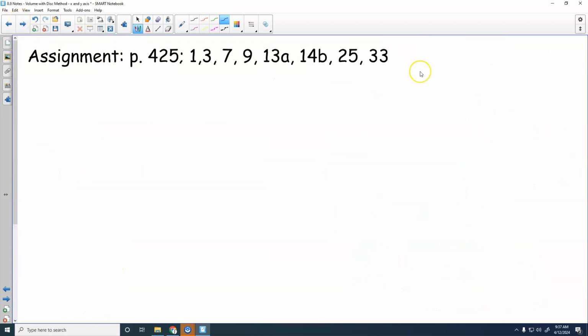So your assignment here is going to be on page 425, 1, 3, 7, 9, 13A, 14B, 25, and 33. That is 8 problems. Use your calculator to help you out to get all the way to the answer on that. I'm mostly concerned with you being able to set those up. It will take you forever on some of them if you do them all by hand, but use your calculator once you get your interval set up so that it doesn't take hours to do.